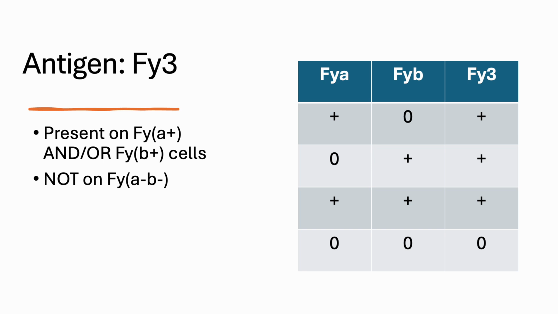The chart here just shows you exactly what I just talked about. The only time you won't have FY3 is when you don't have A and B.